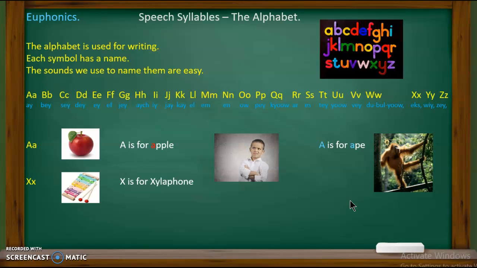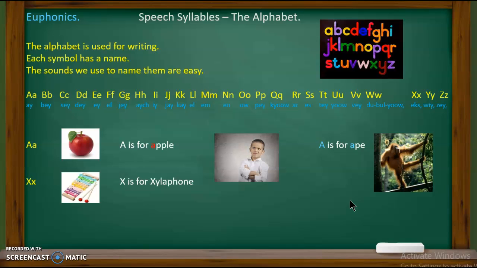The alphabet is used in writing, it's not a speech thing. These are symbols that have been given names. Each symbol has a name, and the sounds, they're easy to learn for us, but they're very difficult to learn for students because what you're asking them to learn is 52 symbols.